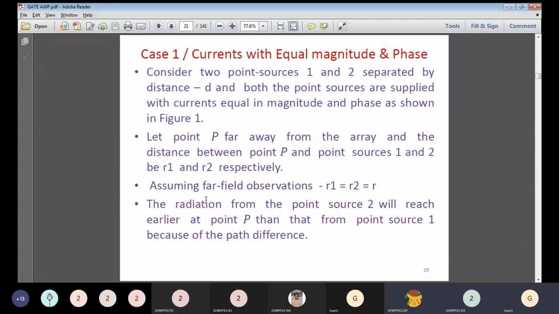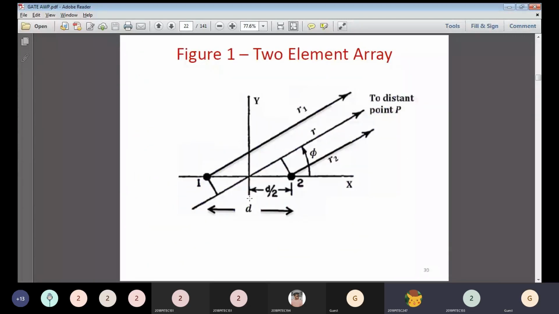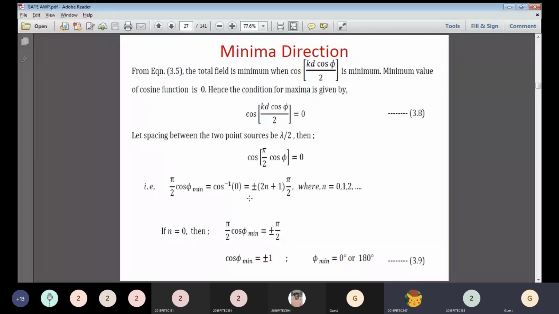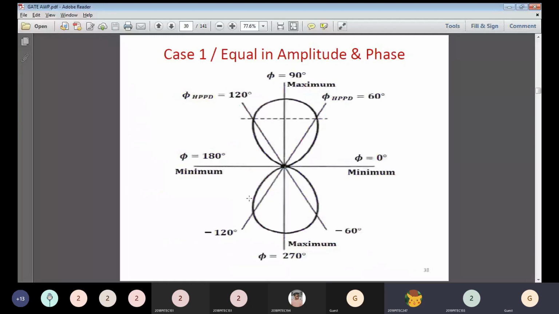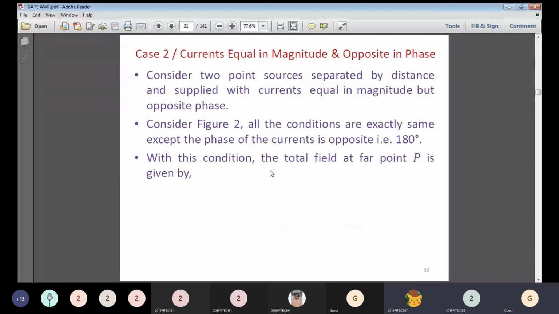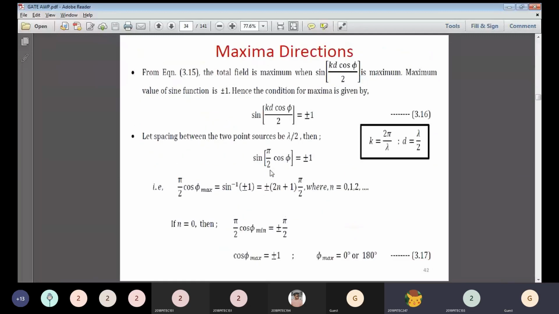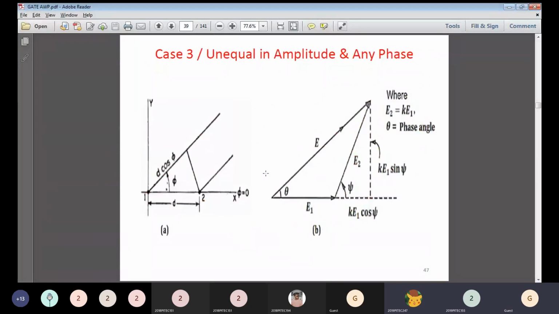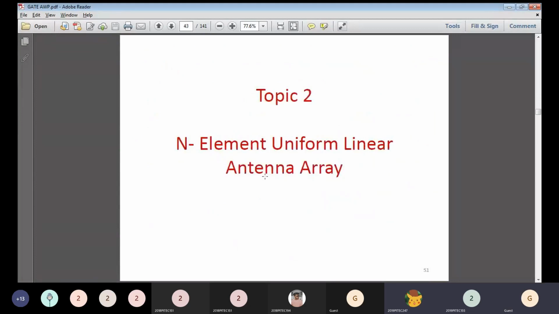This is the arrangement of case 1. And in case 1, you are going to get the radiation like this. Case 1, equal in amplitude and phase, same like our broadside. Case 2, equal in magnitude and opposite in phase. There we are going to get the field pattern like this, similar to our end fire. And case 3, unequal in amplitude and any phase, is also similar towards your end fire concept.